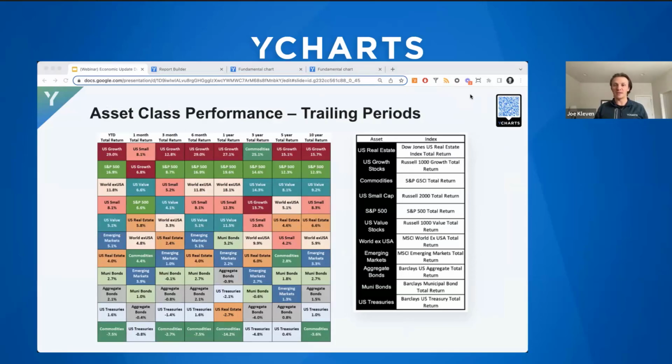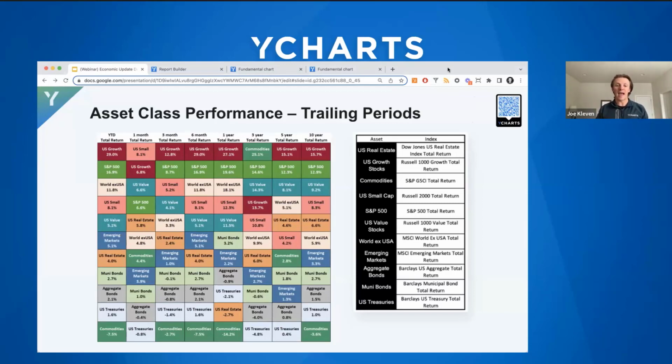Thank you, Tom. And then continuing with our asset class heat map, this table shows the performance of key asset classes over different time frames. The 1, 3, 5, and 10-year columns are showing annualized performance over those time frames. US growth and the S&P 500 continue to be top performers, with US growth up 12.8%, the S&P 500 up 8.7%, and small caps at 5.2% as well.